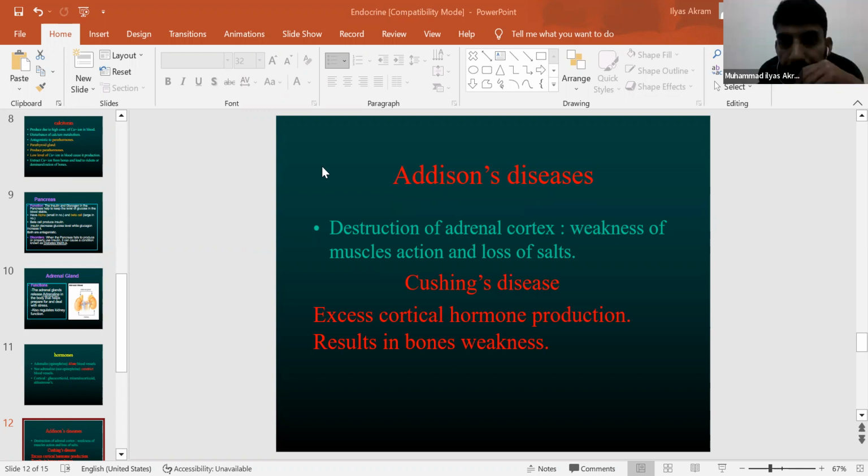Addison disease is called adrenal insufficiency, and its consequences may include loss of salts. The muscle action, we said, in the skeletal muscles may become weak with destruction of the adrenal cortex. Another disease caused by the abnormal production of glucocorticoid hormones is called Cushing disease. In this form, excess cortical hormone production results in bone weakness. Addison disease causes weakness of muscle, while Cushing disease causes weakness of bones.